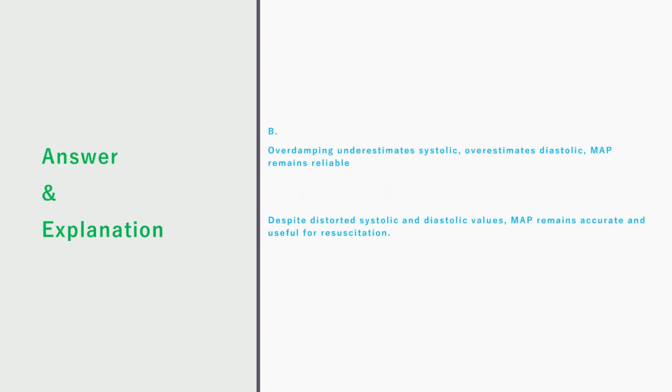Correct answer is B. Overdamping underestimates systolic, overestimates diastolic, MAP remains reliable. Explanation. Despite distorted systolic and diastolic values, MAP remains accurate and useful for resuscitation.